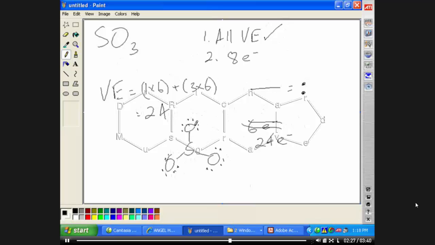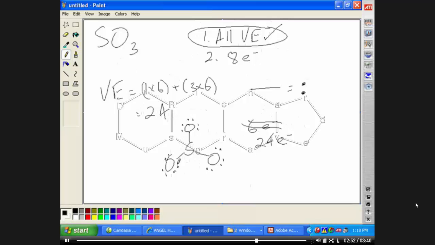Now the oxygens look happy, they've all got 8 electrons, but look at the sulfur. How many has the sulfur got? We've got 1, 2, 3, 4, 5, 6. So the sulfur is not happy. Now it's not like I can just grab another 2 valence electrons and stick them here. That's not going to help, and the reason is because I have already used all of my valence electrons. All 24 have been used. So I can't do anything with that.